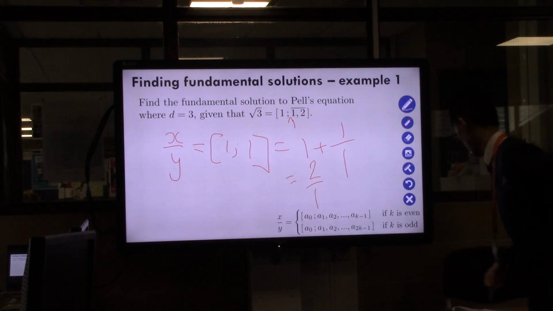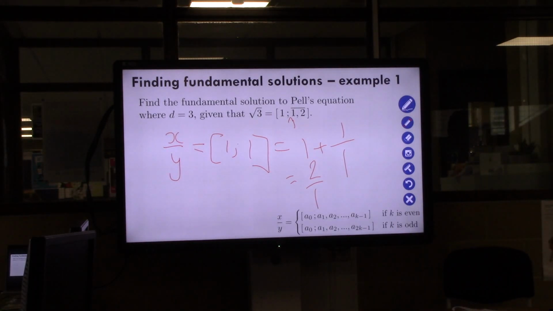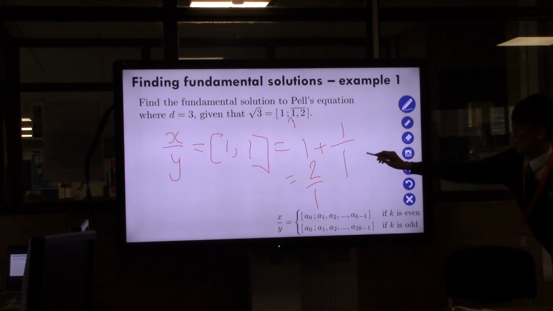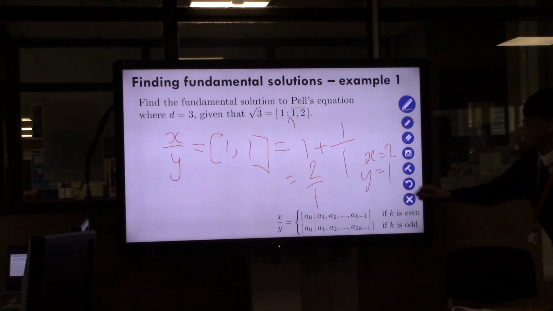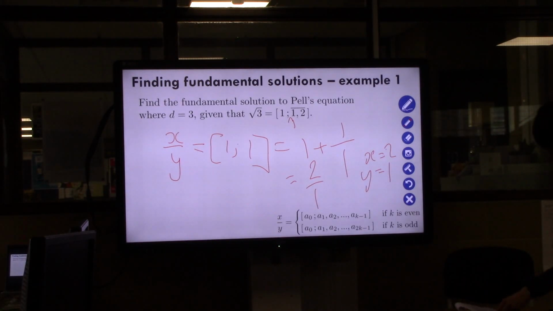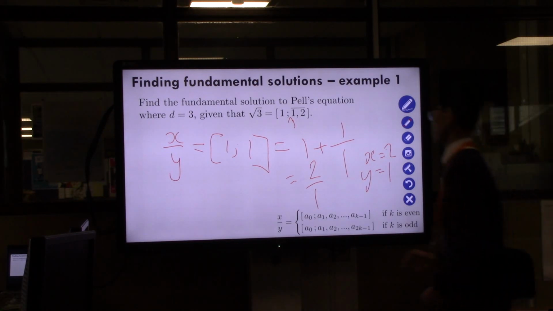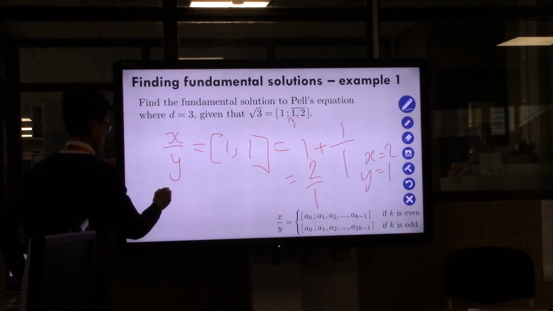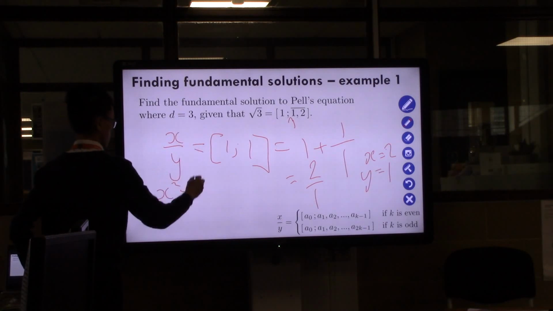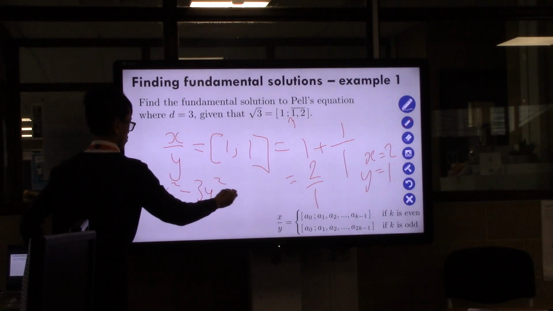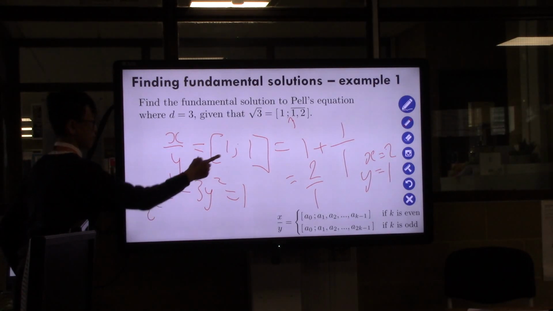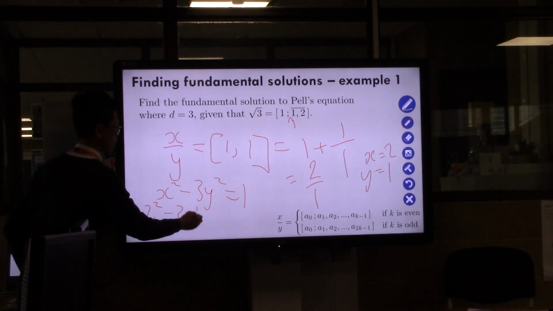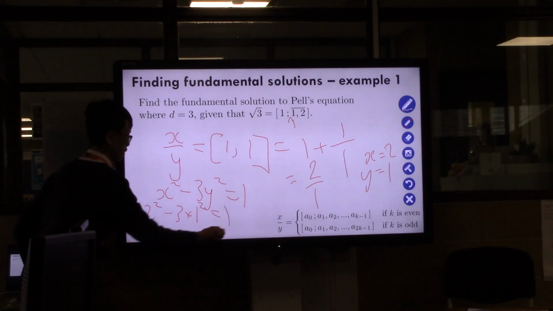And so we can see that our fundamental solution is x is equal to 2 and y is equal to 1. And we should be able to check that in our equation. So x squared minus 3y squared is equal to 1. x is equal to 2, so 2 squared minus 3 times 1 squared is equal to 1, as we need.